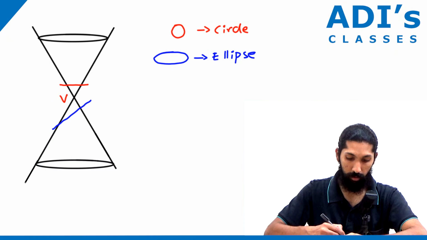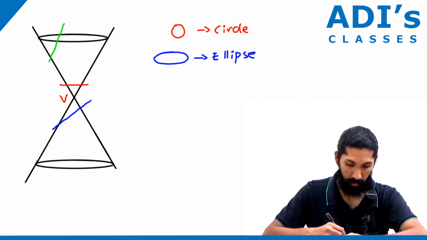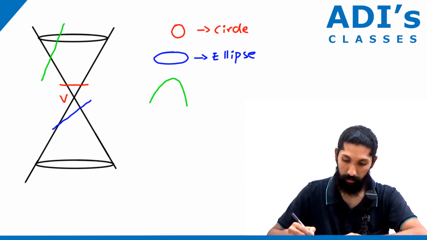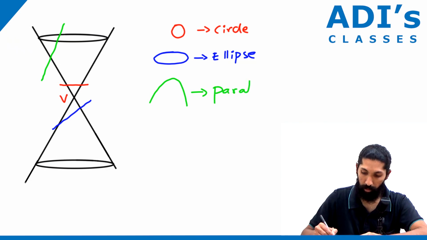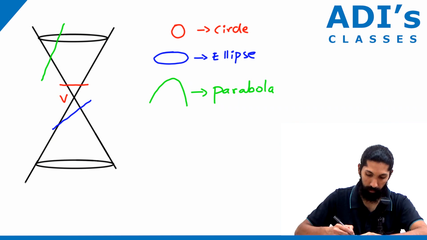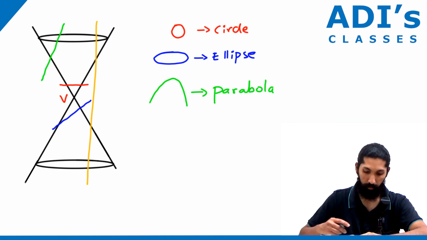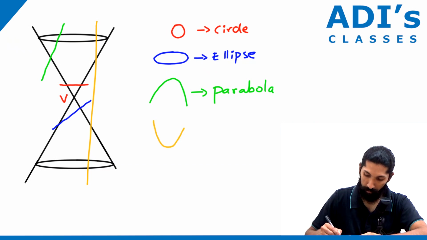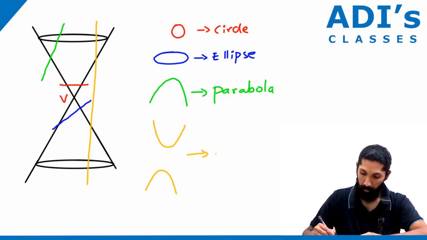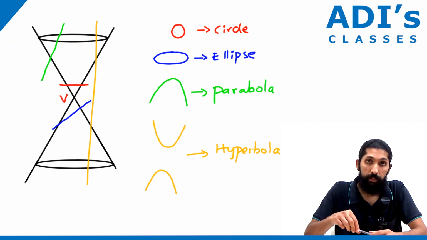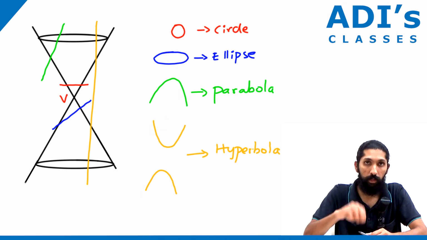Now the next one, assume that you're going to cut something like this, one part of it. You're going to get a figure something like this, what we call a parabola. And then finally assume that you're going to cut it like this, top and the bottom. That means you're going to get one on top like this, one in the bottom like this. We call this a hyperbola. Now these four figures are what we call conic sections in general.